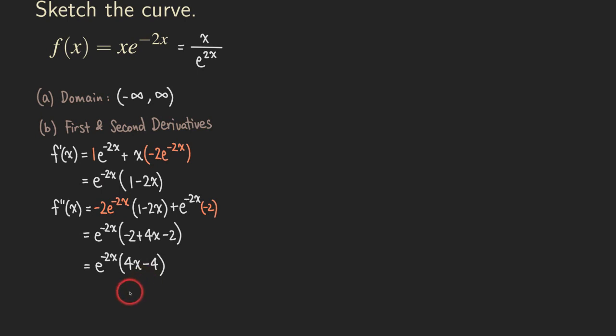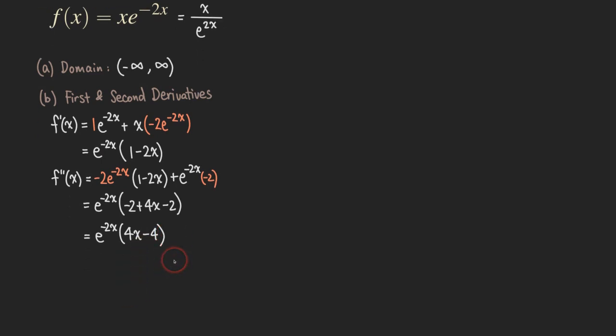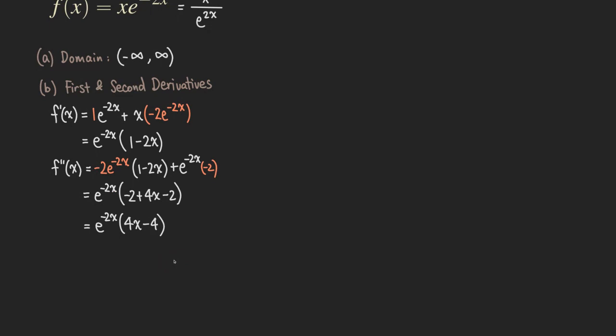And so that means we can actually factor out the 4 from both terms. So we get 4 e to the negative 2x and then x minus 1. And so that's all for the simplification, right? So this f double prime is fully simplified. Now, let's find the critical numbers.